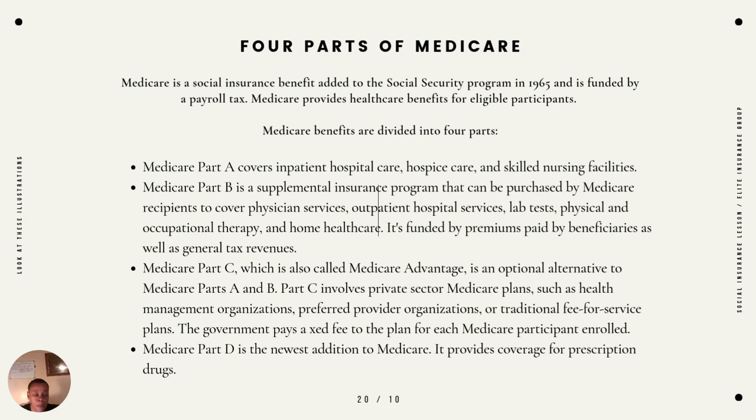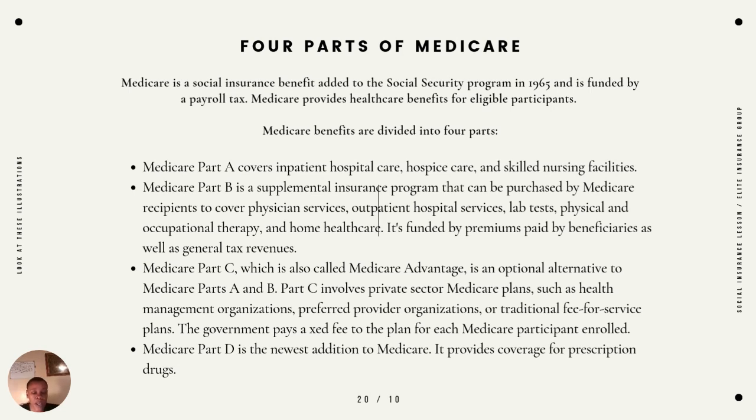So you've got Part A, Part B, and then there's Part C. Now, with Part C, it is optional. It's an alternative to Medicare Part A and B. And in order to get Part C, you would need to deal with a private insurance company, and they can help you get enrolled into Medicare Part C.